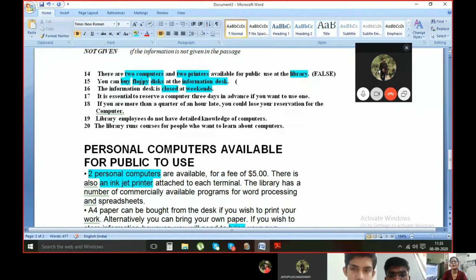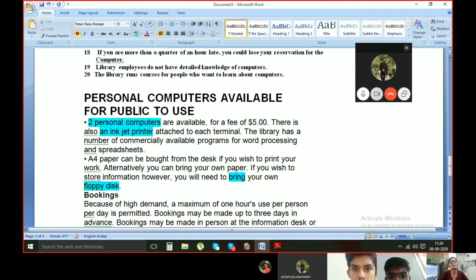Floppy disk is given. Information disk is given. So not given is not possible. But instead of buy, the passage is saying you bring. Now tell me, is the answer true, false or not given? Jay, what's the answer, beta? Ma'am, true. Why is it true, beta? How can it be true? The question is saying buy floppy disk and the passage is saying bring floppy disk.